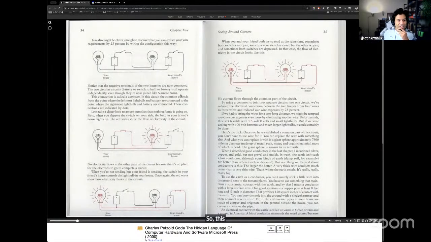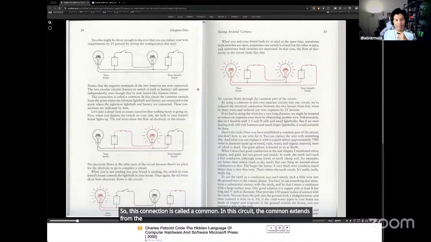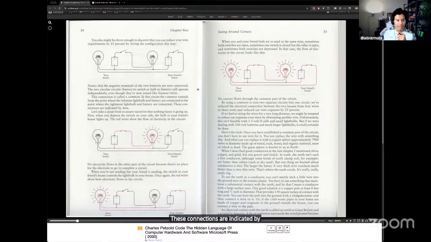So this connection is called a common. In this circuit, the common extends from the point where the leftmost light bulb and battery are connected to the point where the rightmost light bulb and battery are connected. These connections are indicated by dots. So let's take a closer look to assure ourselves that nothing funny is going on.